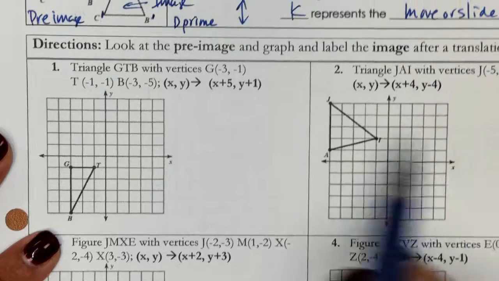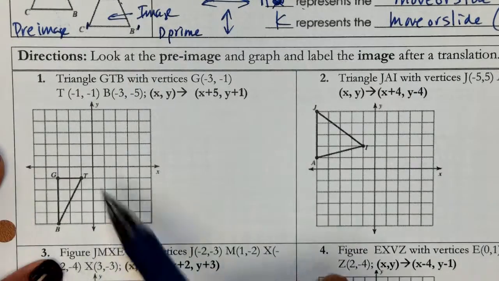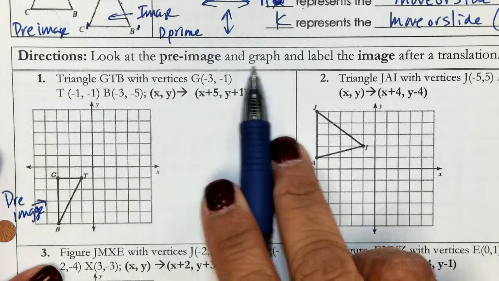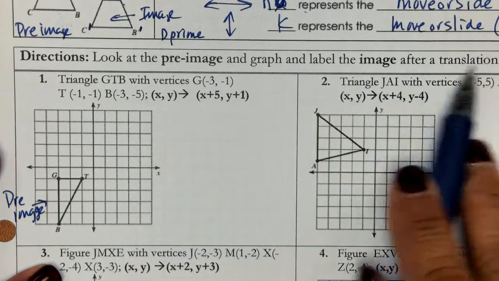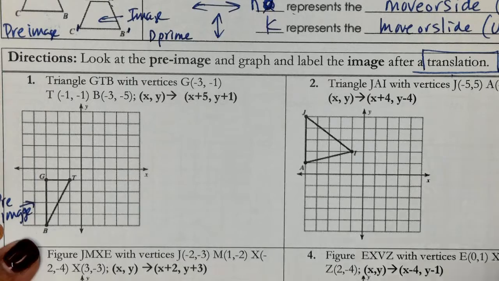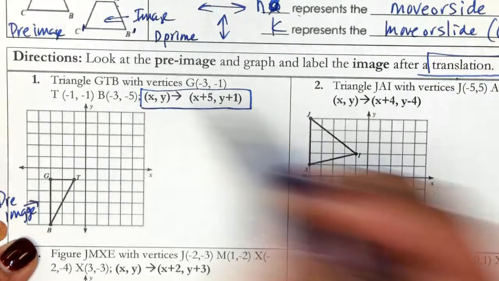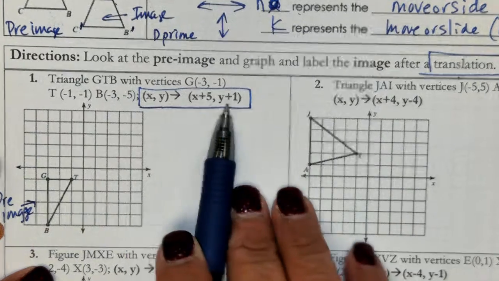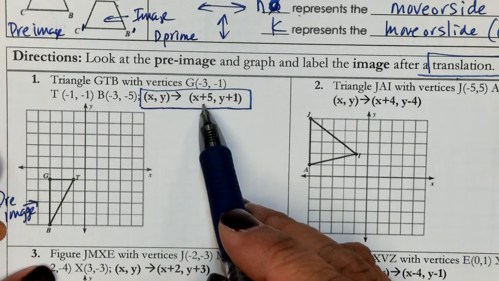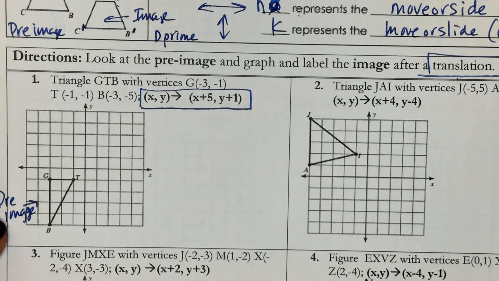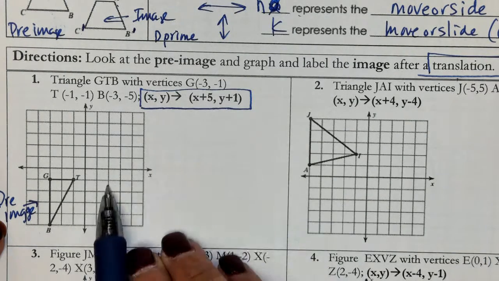The directions for your lesson will be something like this: look at the pre-image, and this is the pre-image. So let's write that in there. Look at the pre-image and graph and label the image after a translation. Where do you get the information about how to translate something? Here it is. Do you mind boxing this in? You're going to move all your x numbers by 5, and all your y numbers by 1. They're both positive, which means x goes to the right and y goes up.